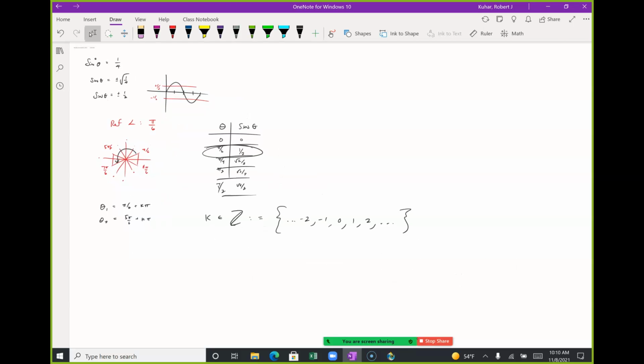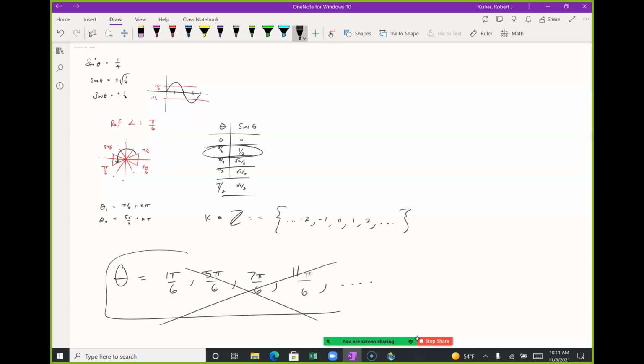So I want to check if there's a possible formula for everything. It turns out that there's not. I can see that theta would be pi over 6, 5 pi over 6, 7 pi over 6, 11 pi over 6, etc. But I can already see that I'm not adding the same thing each time. So this formula is really no good for me, and here's my answer.